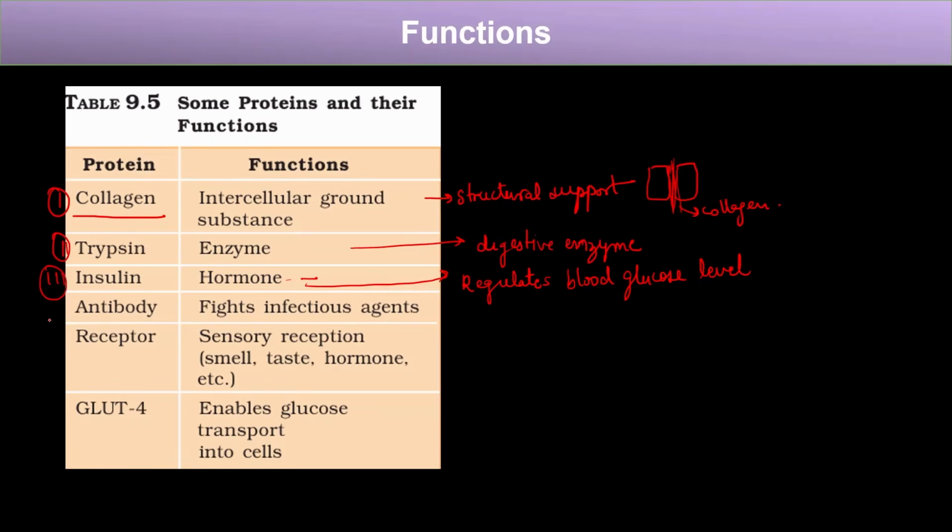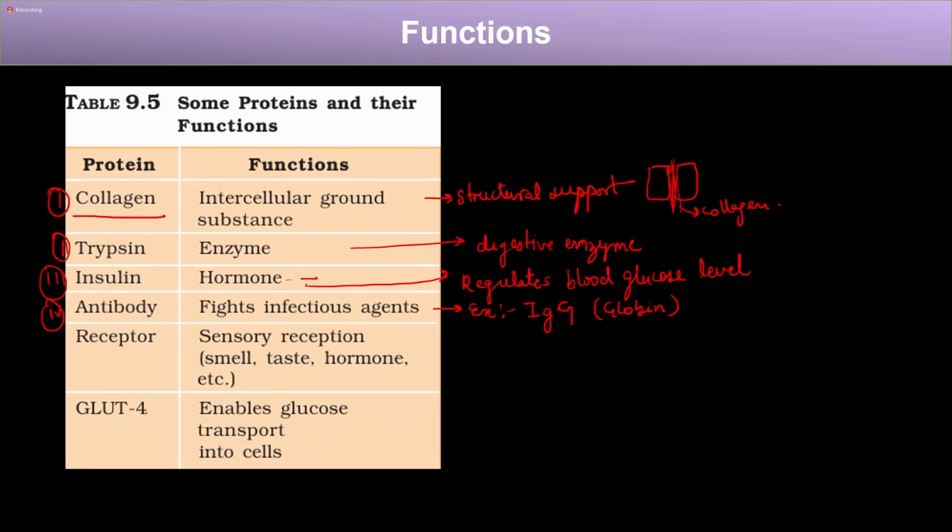Then the fourth is antibody. Antibodies are the molecules that are produced by immune cells, right? So that they fight against infectious agents. One example of an antibody is IgG. It is a globulin protein.